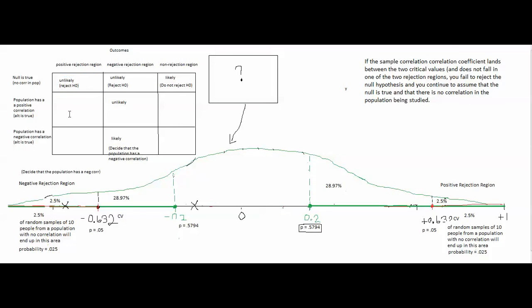And you're also unlikely to get a sample in the positive rejection region if the population has a negative correlation, because if you get a sample in the positive rejection region, then that means that your sample has a strong positive correlation. Outcomes out here have strong positive correlations.